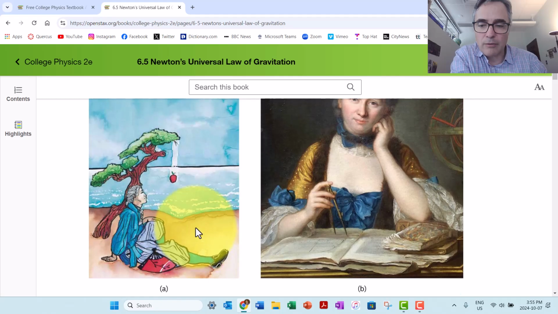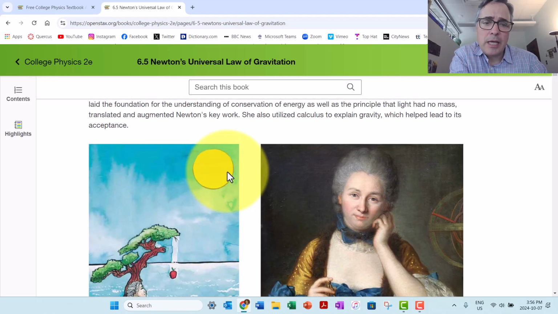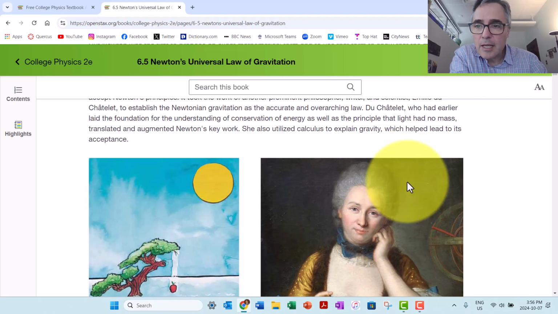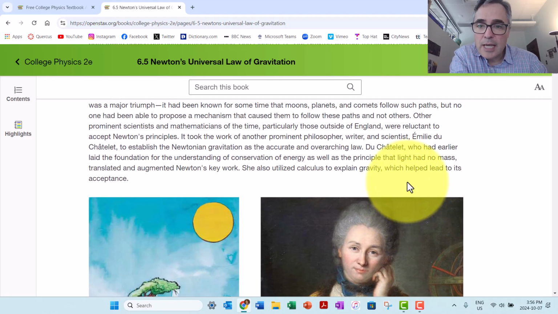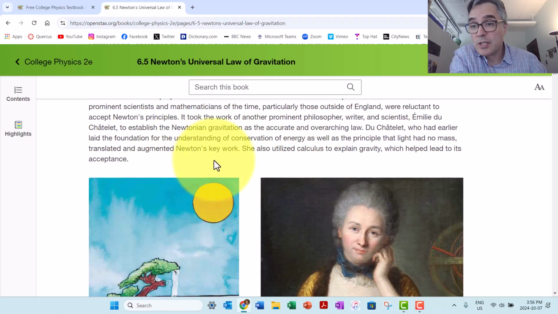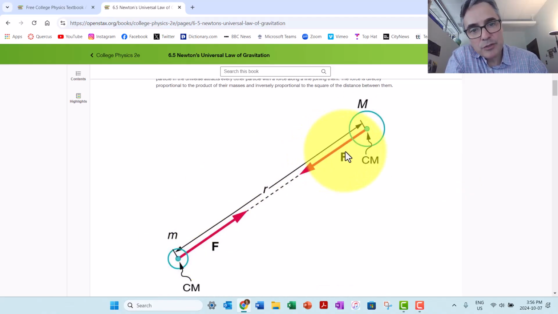So that's exactly correct. When this idea first came out, it wasn't widely accepted in England, but this astronomer, Émilie du Châtelet, was working in France, and she utilized calculus to explain gravity, which led to its greater acceptance. But the universal law of gravitation states that anytime you have two masses, there is an equal and opposite force attracting those two masses to each other.